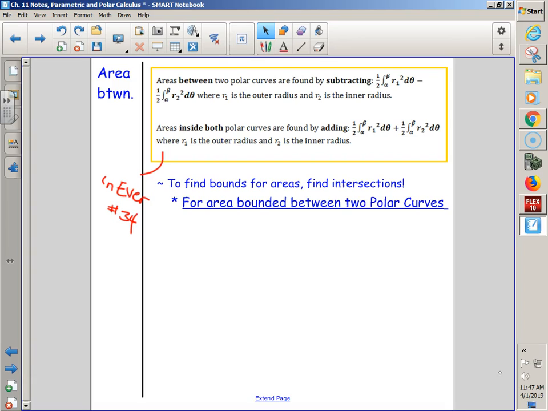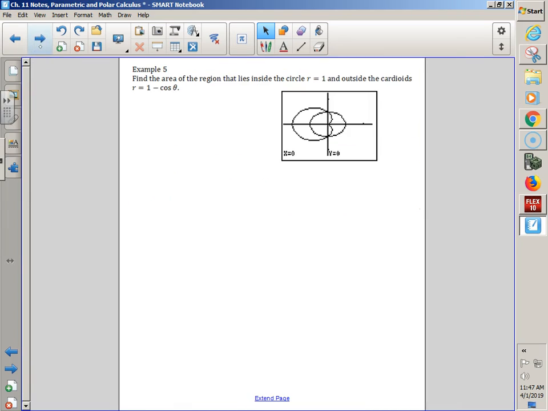Area between and area... Between would be in one, not in the other. Both would be shared. This card is just saying, okay, what if you have 2 curves? Area between, we're going to be subtracting. Area inside both, we're going to be adding. What the heck is going on? I'm hoping in the video this helped a little bit.